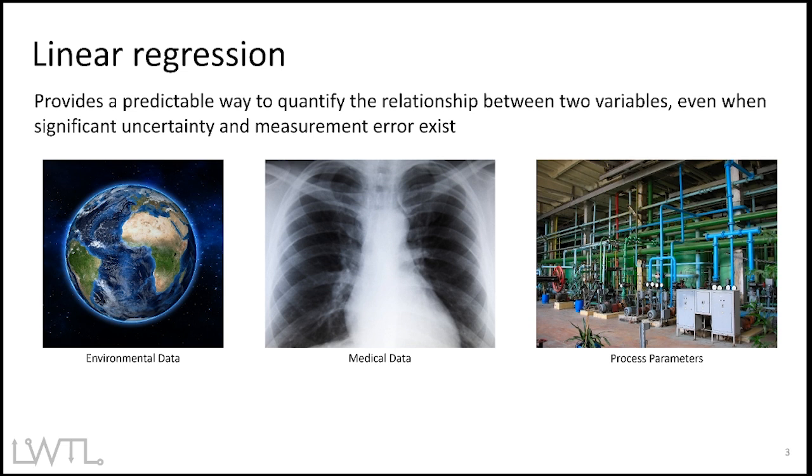Linear regression, as I mentioned earlier, provides a predictable way to quantify the relationships between two variables, even when significant uncertainty and measurement error exists. So what we're basically going to do with linear regression is take the raw data that we've collected and try to find a mathematical relationship to represent that data.